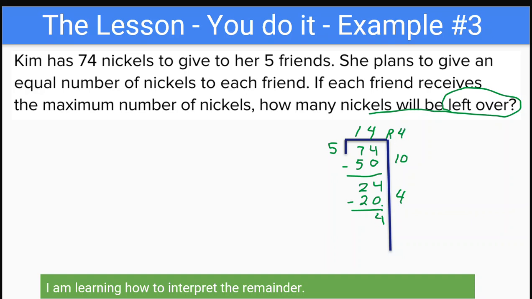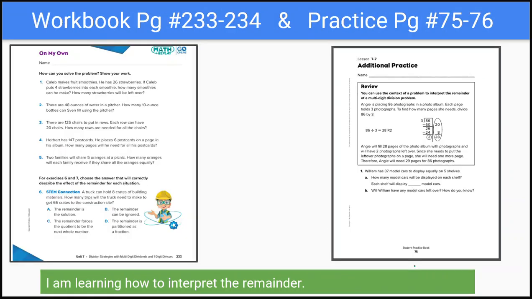And we're not going to do anything with those 4 nickels. Okay, they just want to know how many are going to be left over. So this was the question then: how many nickels will be left over? 4 nickels will be left over. That's the amount remaining. That's the remainder. Kids, you're learning how to interpret the remainder.